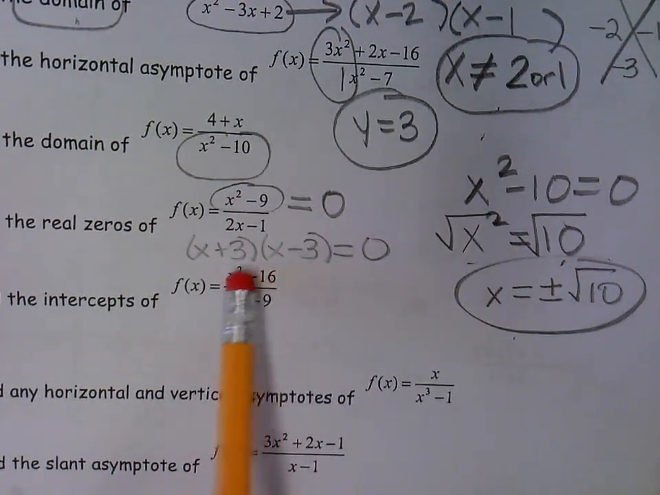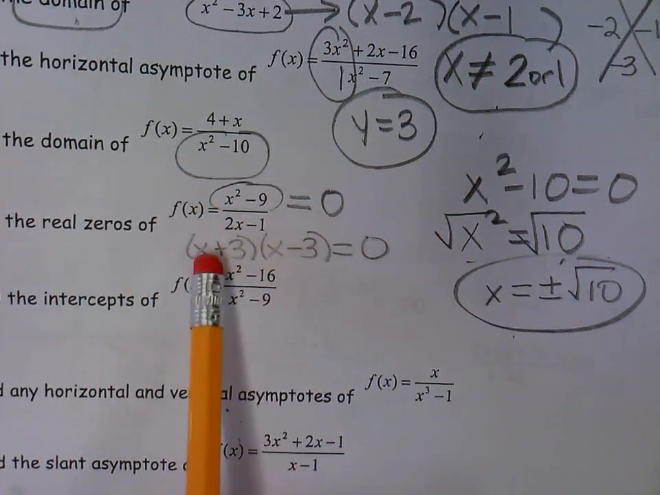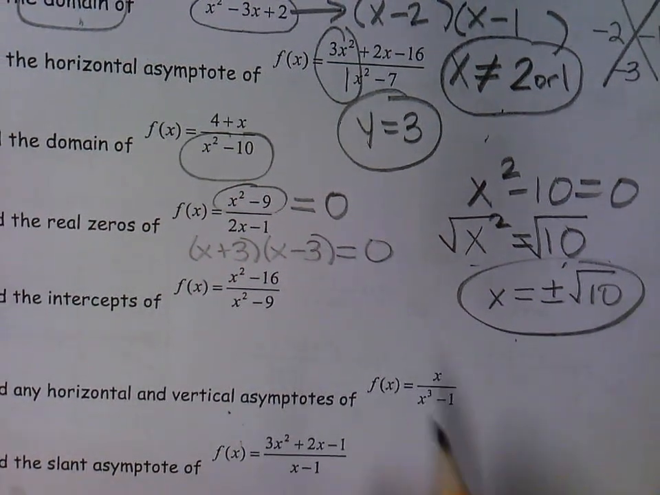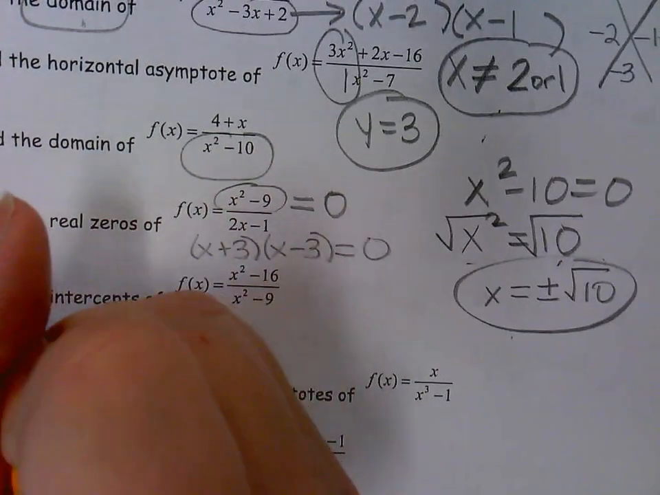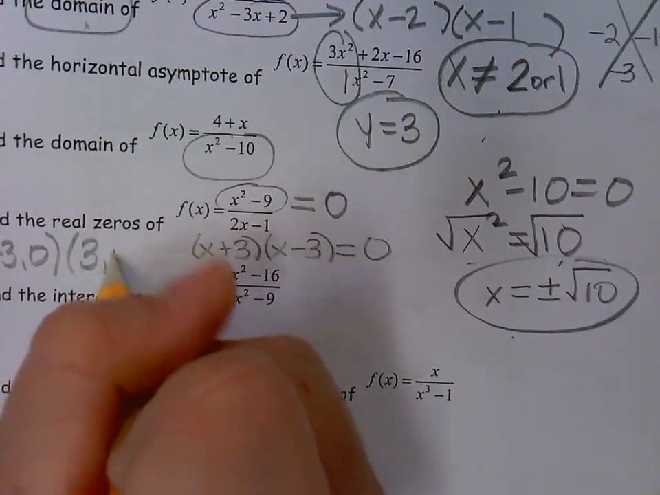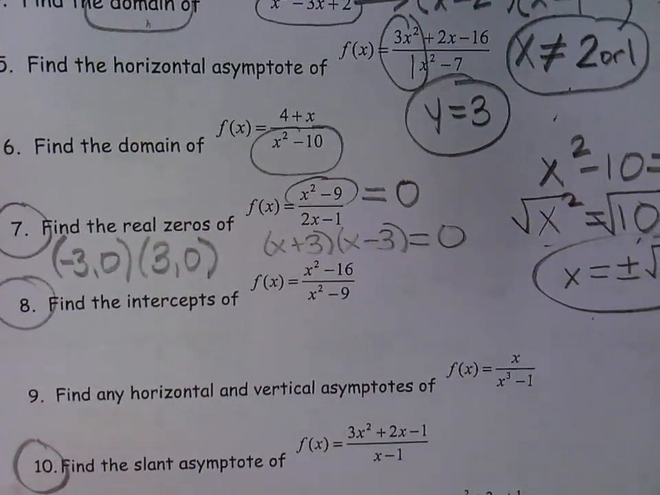What are my two x-intercepts then? One will be at -3 and one will be at +3. And the way that you write an x-intercept is -3, 0 and +3, 0. They're written differently than a vertical asymptote.